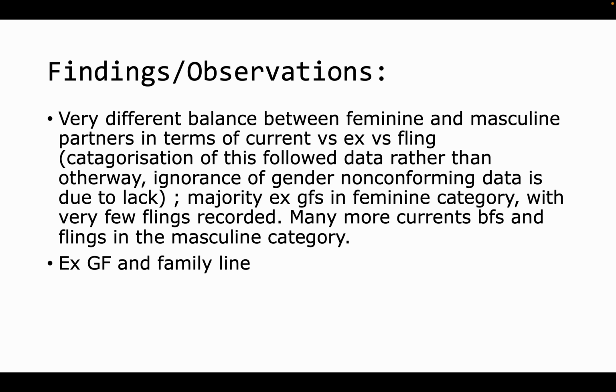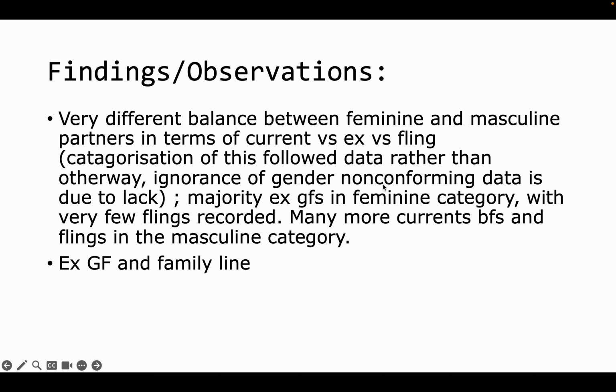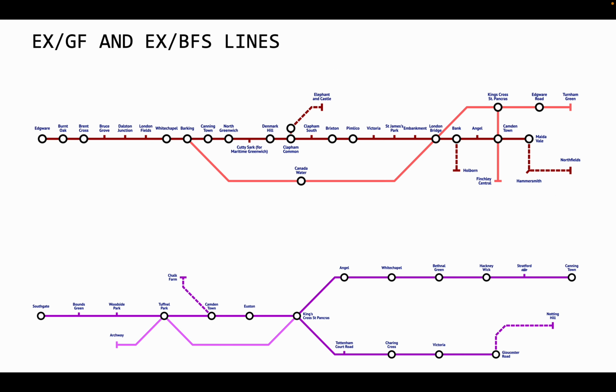A lot of the findings and observations I had were dependent on the individual lines. So, for example, beginning with the ex-girlfriend and ex-boyfriend lines, which there was a lot of exes. I did have to split them up. Originally, I was going to do an ex's line and then a partner's line, just keep it nice and vague. But I had to divide it at some point.